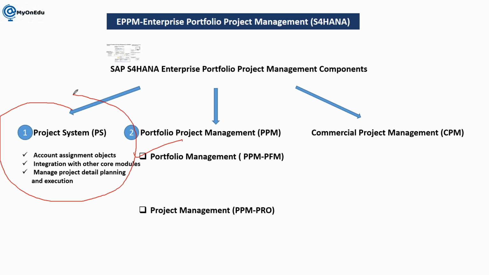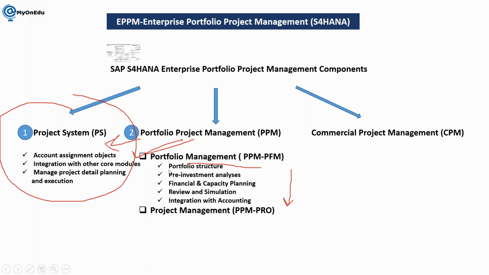At the portfolio level, when you get any requirement, proposal, idea, or initiative, that is managed in portfolio management. Once it is finalized here in Portfolio and Project Management, you have the provision to integrate with Project System. Project management is another tool within Portfolio and Project Management, which helps you manage your project. So what exactly do we have here?